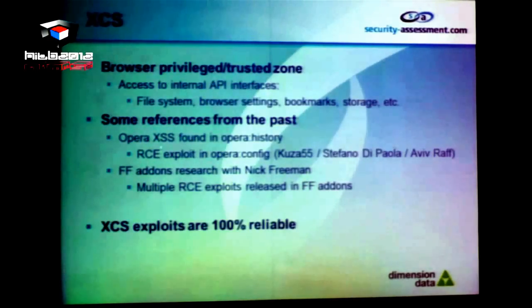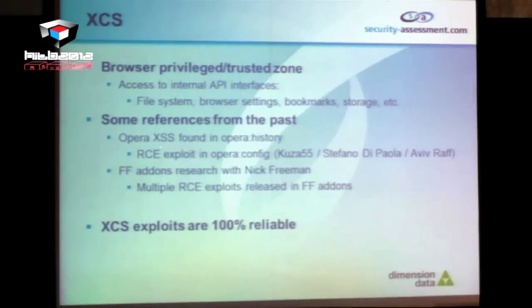So what that means is, if you have JavaScript running in that zone, you can access all the internal APIs. You can talk to the file system, you can talk to the operating system, you can access bookmarks, you can do things which require privilege.